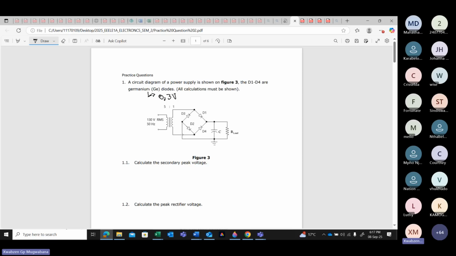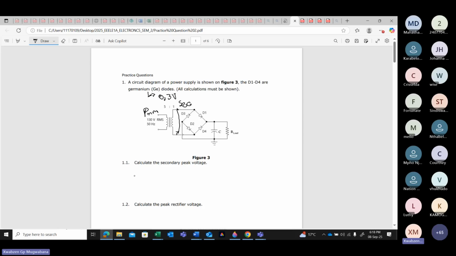That is your germanium diode. Therefore, now we'll go to the first question. It says you must calculate the secondary peak voltage. Now, with the secondary peak voltage, you're given a transformer, and on this transformer you have the primary side, and then here you will have the secondary side, which means what they're looking for is the voltage which is measured from here up to here. This is your secondary side, which means if we want to get the secondary side, we go and check in the primary side, what are we given?